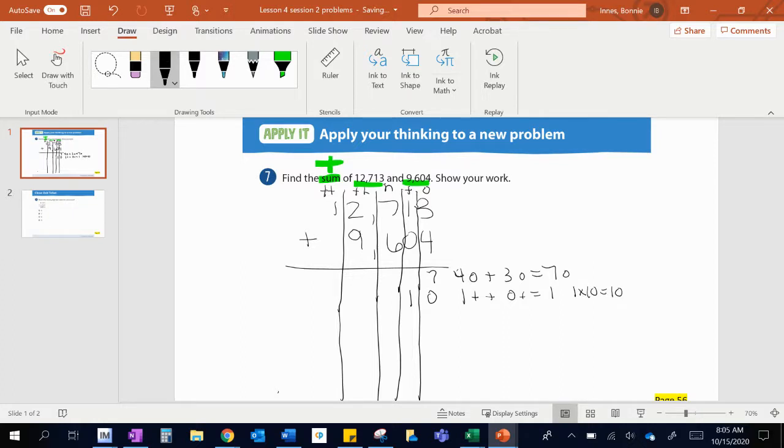I'm going to go to my 100 spot. I have 6 hundreds plus 7 hundreds. All right, I can already tell I'm above 10, which means I have a regroup happening. So 6 plus 7, well, I know that 6 plus 6 is 12, plus 1 more, that's 13 hundreds. So I'm going to keep my 3. I'm going to give my 1. This makes a new group of 10 hundreds, which means this is 1,000. So I'm going to put that 1,000 over here above the thousands spot.